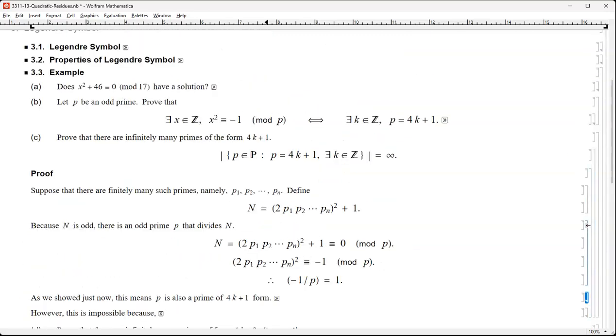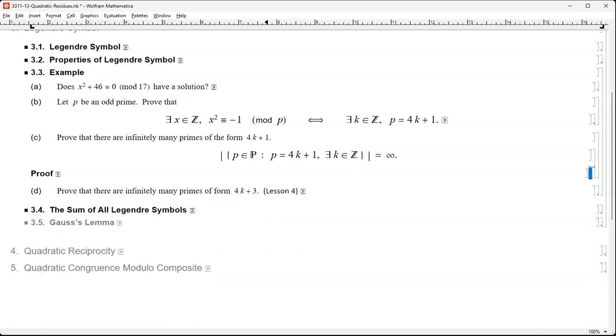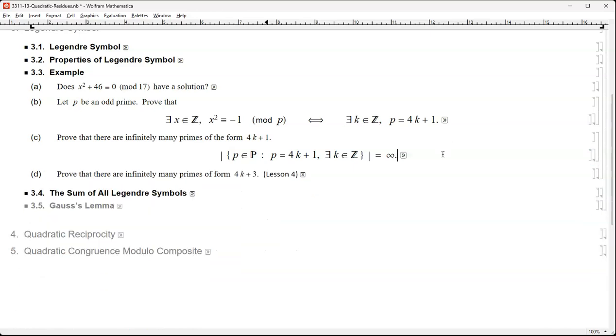Where did you get this contradiction? Where did you make an assumption? Well, suppose that there are finitely many such primes. That's got to be false. So there should be infinitely many of those. So we got that. The infinitely many odd primes of this form, 4k plus 1.